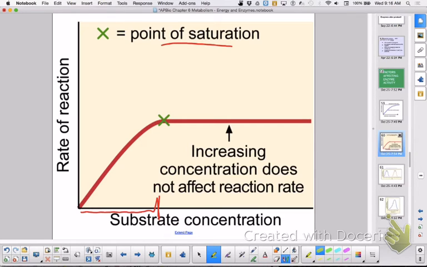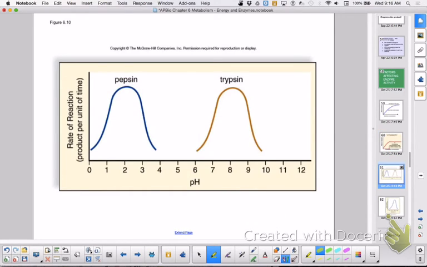Okay. So, yes. At that point, all the enzymes... You could still have more substrate out there, but all the enzymes are occupied. Okay? Now, next, let's talk about pH.